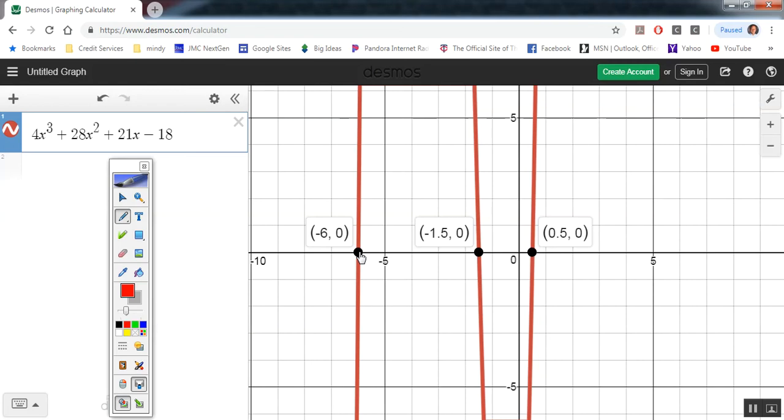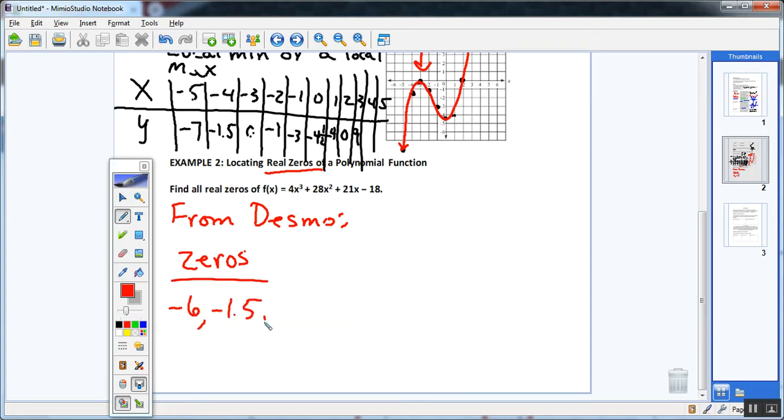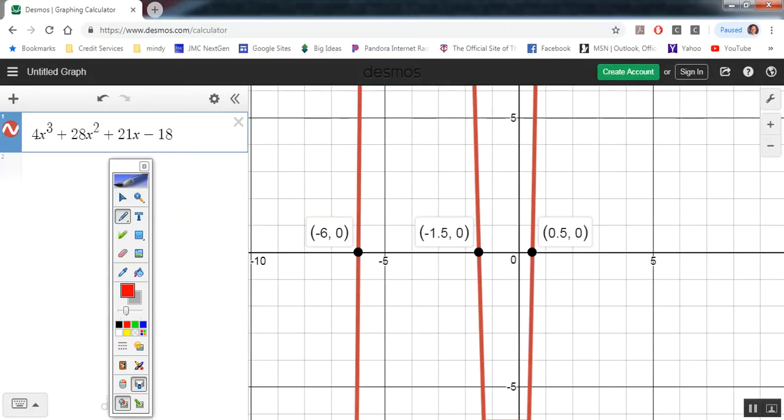So all you're going to say from example 2 is the following, kids. You would simply just say, well, from Desmos, our zeros are the following. What did we get again? Was it -6, -1.5, and what was the last one? 1/2? Okay. There's your graph again. Okay. I don't know how to make that much easier. Desmos is pretty magical stuff. Okay. It's the most beautiful graphing calculator in the world. Did you know that?